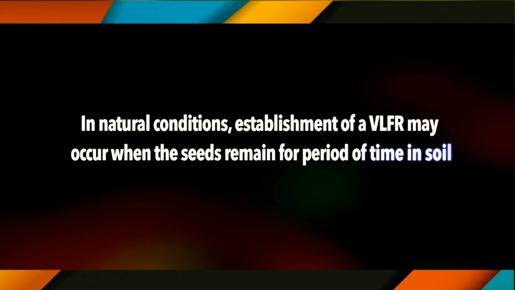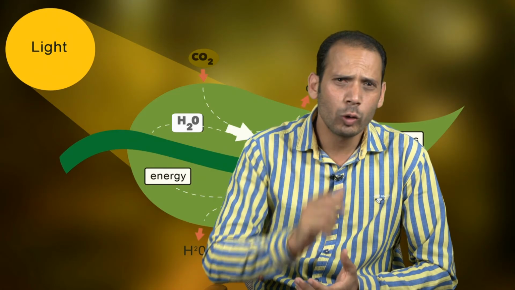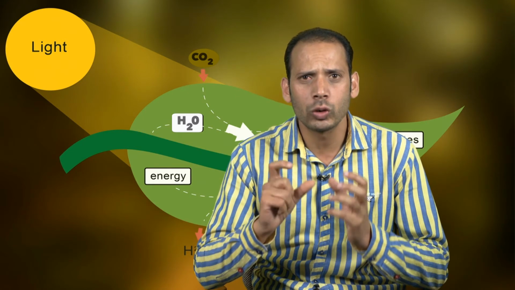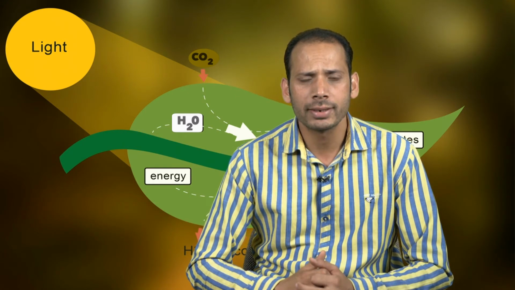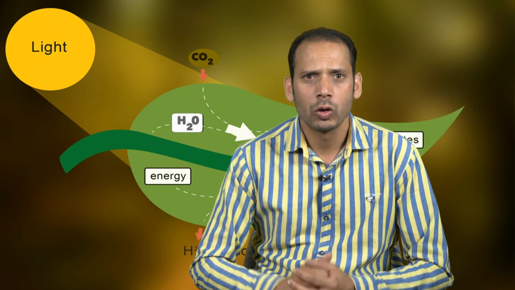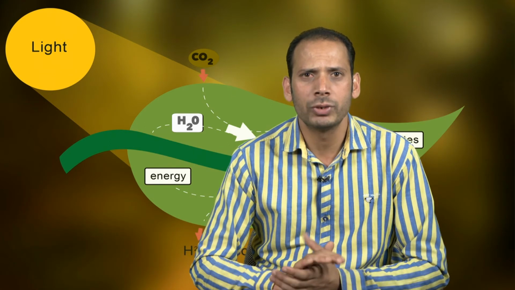In natural conditions, establishment of very low fluence response may occur when the seeds remain for a period of time in the soil. Very low fluence responses can also be achieved in dry stored seeds by laboratory treatments like chilling treatment, heating, temperature shifts, or incubation in the presence of GA3.